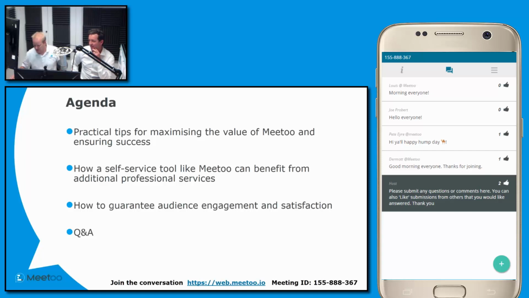So, just jump down. There's three main areas of focus, and these are practical tips for maximising the value of Meetoo and ensuring success, how a self-service tool like Meetoo can benefit from additional professional services, as well as how to guarantee audience engagement and satisfaction.